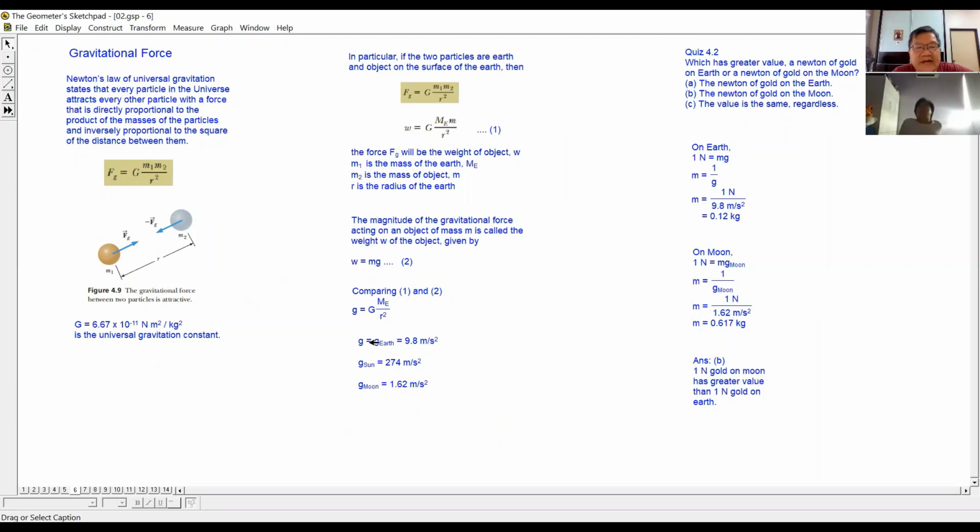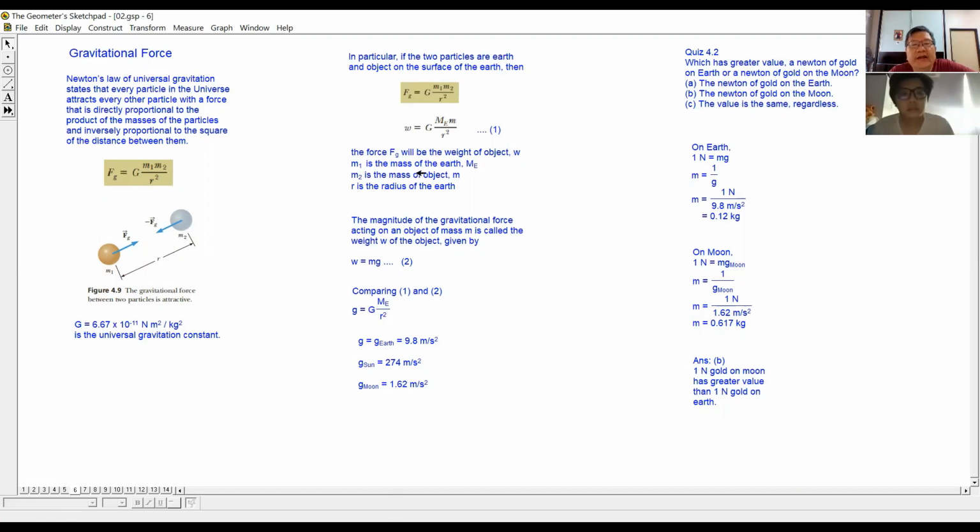Now, in our last lesson, we compared the weight with the gravitational pull. This equation 1 is the gravitational pull on the surface of the Earth, and it is G, the mass of the Earth, the mass of the object, divided by the square of the radius. Of course, there's a universal gravitational constant in front. So when we compare with the weight of the object on the surface of the Earth, we only have mg.